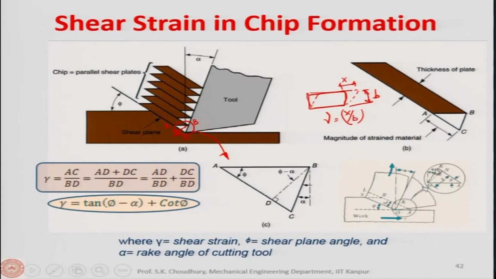Here also you will see that the AK is equivalent to this AC or equivalent to x. So, in this case it will be AK divided by ON. AK is AN plus KN, divided by ON. So, it will be AN by ON plus KN by ON, which is ultimately exactly the same thing. This is just to understand how we can make the equivalent of this diagram in case of metal cutting.